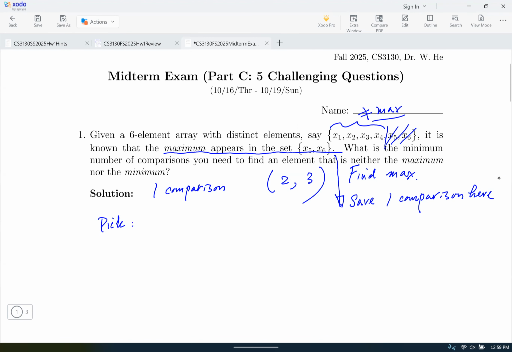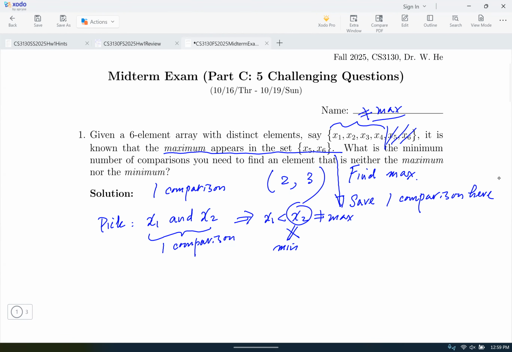Most just pick X1 and X2. Then you do one comparison between them. One is larger and the other is smaller. Let's assume X1 is less than X2. Then X2 cannot be the minimum, right? But you already know X2 cannot be the max, right? Then that's your solution. That's simple.